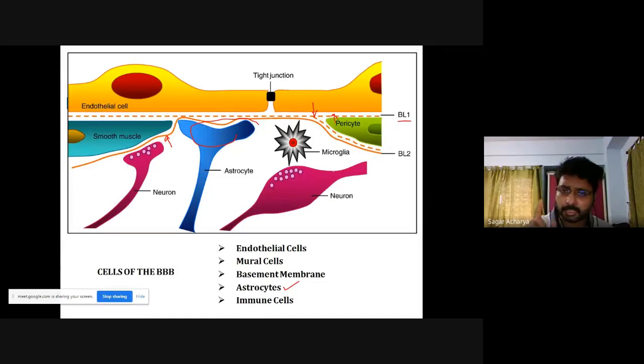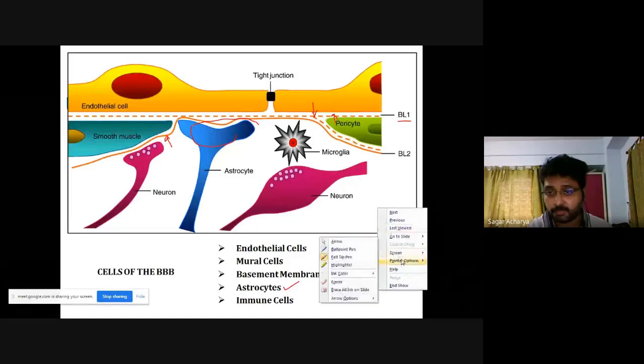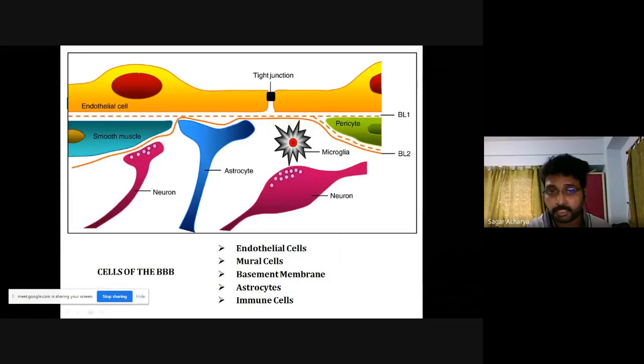But in this case, the end foot structure is held by this dystroglycan-dystrophin complex, linked to part of your basement membrane by a protein called agrin. That is the most important thing here. If I draw it, the total dystrophin and dystroglycan complex is linked with the cytoskeletal structure of the astrocyte, and with a protein called agrin, it is linked with this membrane.